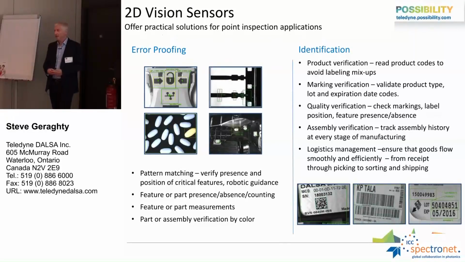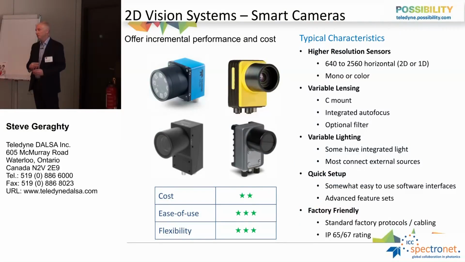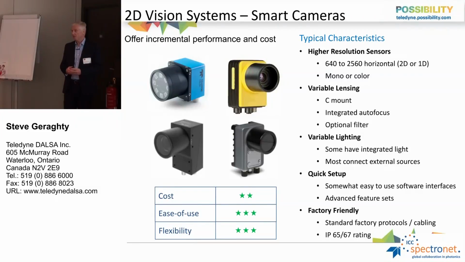So then we move up to smart cameras. Smart cameras are also called single-point vision systems, right? The terminology of some of these solutions is kind of confusing, but a smart camera generally gives you incremental performance for a little bit more cost, right? So I like to say that it's maybe twice the cost of a vision sensor, but you get a lot more functionality. Whereas before with the vision sensor, we broke down the error proofing and the identification functions, you tend to see all of those available inside a smart camera.